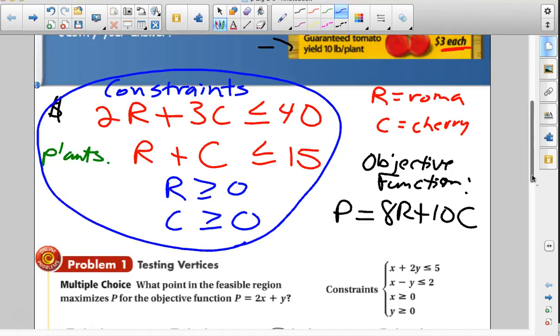Once we have those constraints, we graph those. We find that feasible region. We figure out where the vertices are.